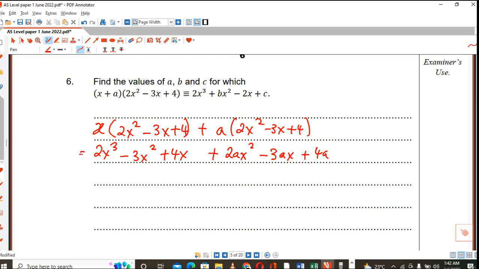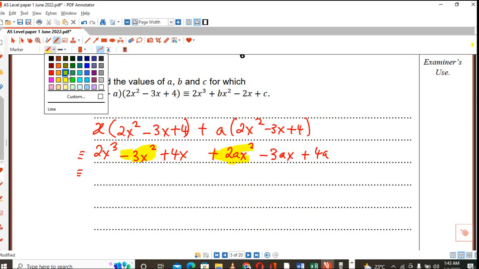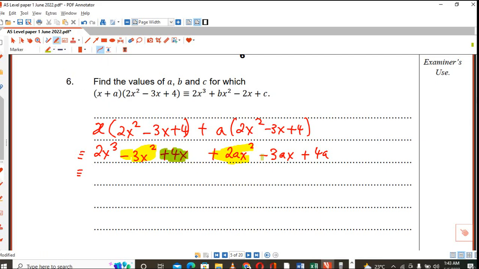Okay, right. So this gives me eventually, if I clean it up a bit, you can see that this one here and this one here are like terms, all right? And also perhaps this 4x and minus 3ax are like terms. Okay, so that means I'm going to have it as 2x cubed. That one is as it is, minus. Okay, perhaps I can write this plus.